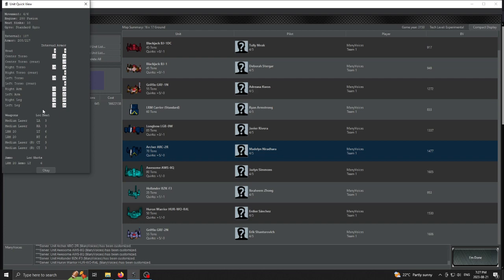So those are just my thoughts about sort of different design philosophies for long-range support units.